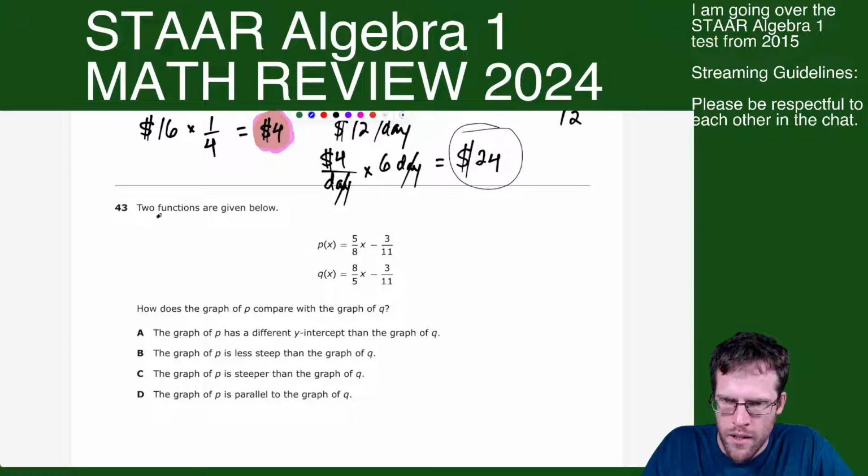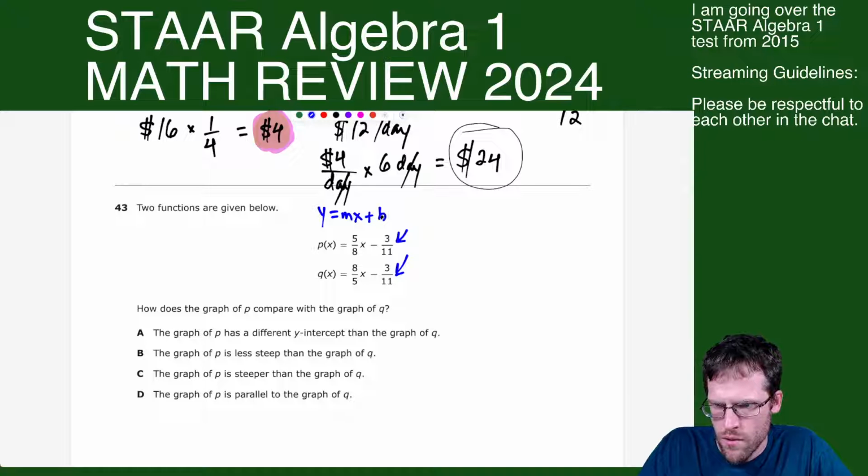I'd bet. All right, two functions are given below. How does the graph of P compare to the graph of Q? So this one, if you want to do it without a calculator, see how they have the same y-intercept. So think y equals mx plus b. The y-intercept is here. And the slope is here.